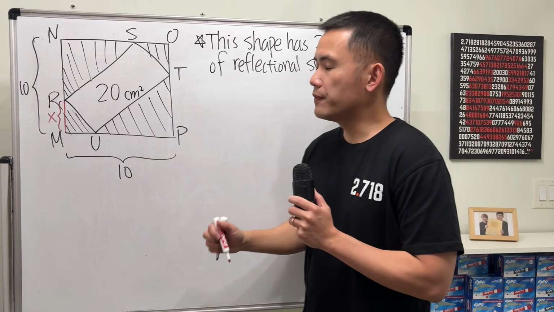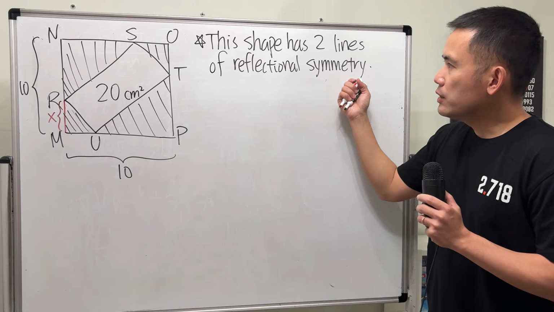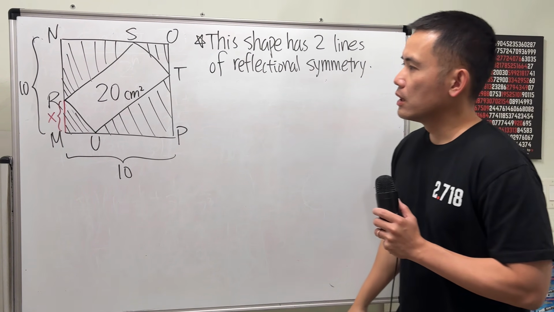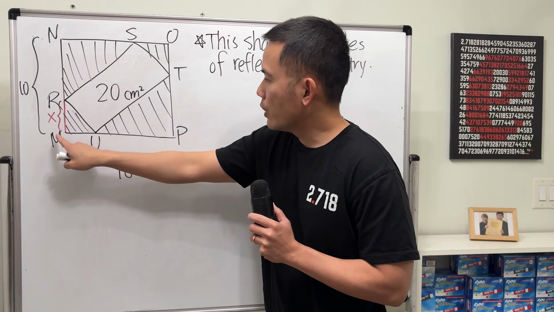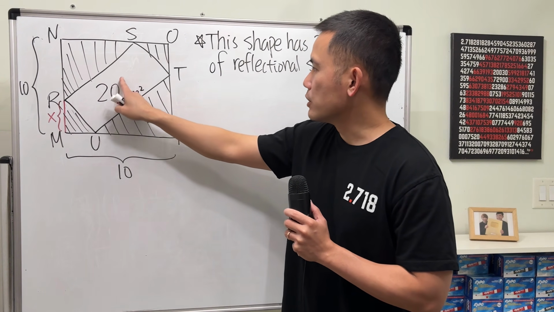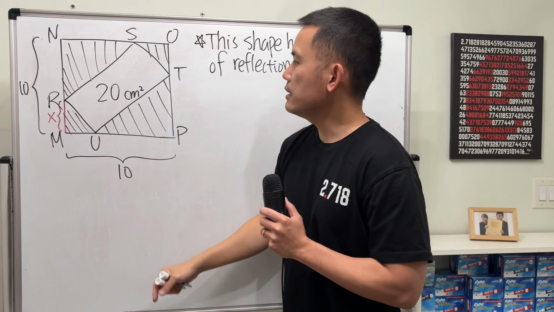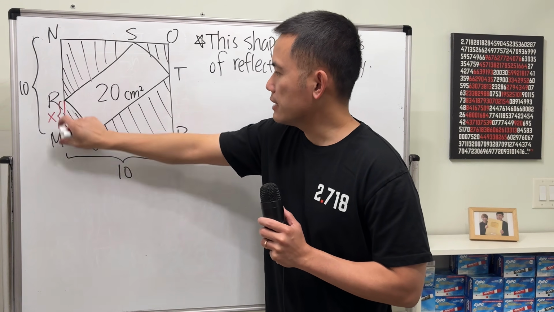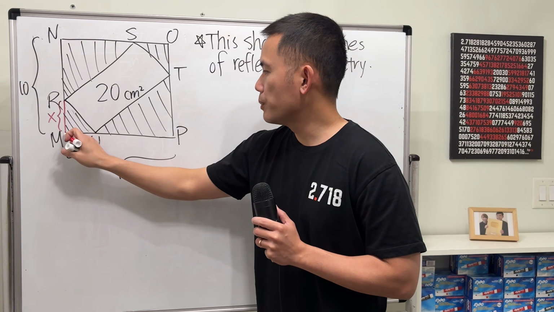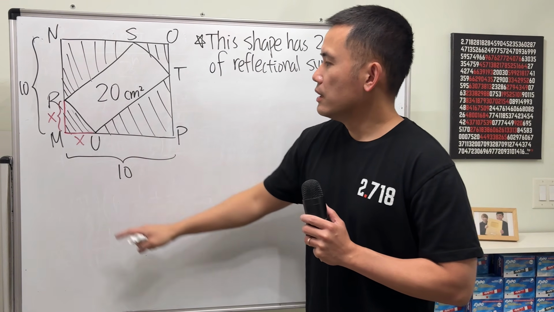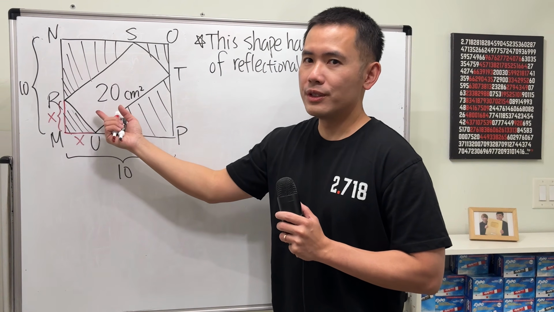Well, first things first, the shape has two lines of reflection symmetry. If you look at this, it has to be this symmetry line and this symmetry line, right? So if you know this right here is x, this right here will also be x. Okay, so how do we do this though?